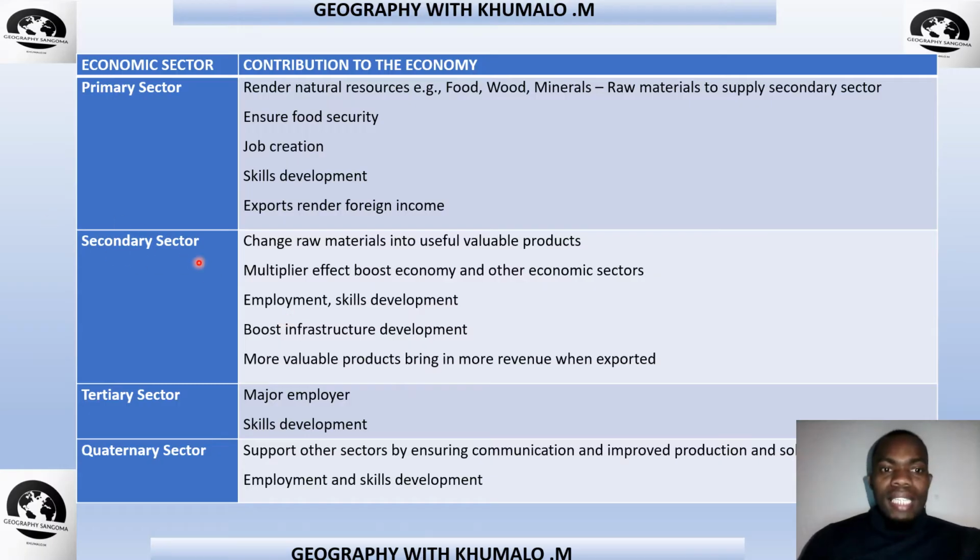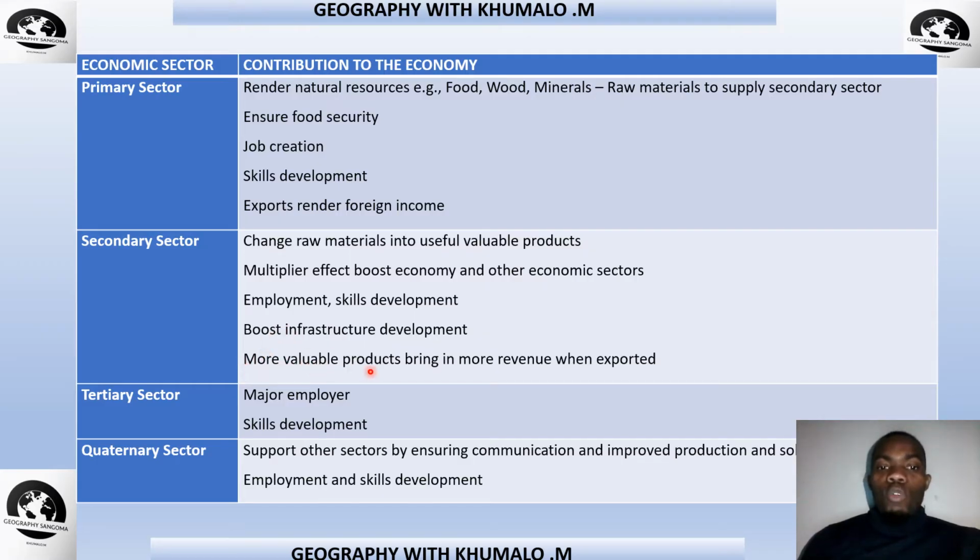And then the secondary sector changes raw materials into useful, valuable products. The multiplier effects boost the economy and other economic sectors. It contributes with employment and skills development. It boosts the infrastructural development. Remember, when we talk about infrastructure in economic geography, we talk about roads, transport networks, and buildings.